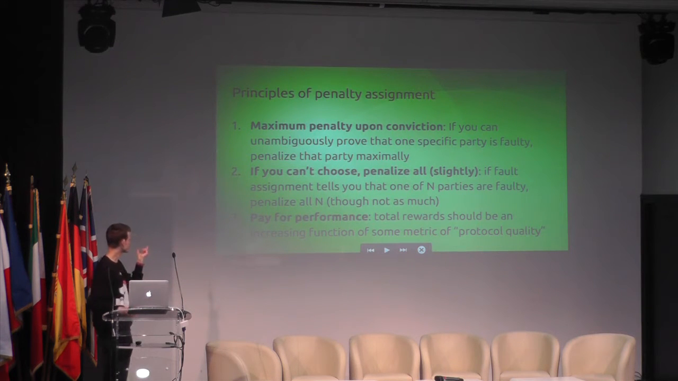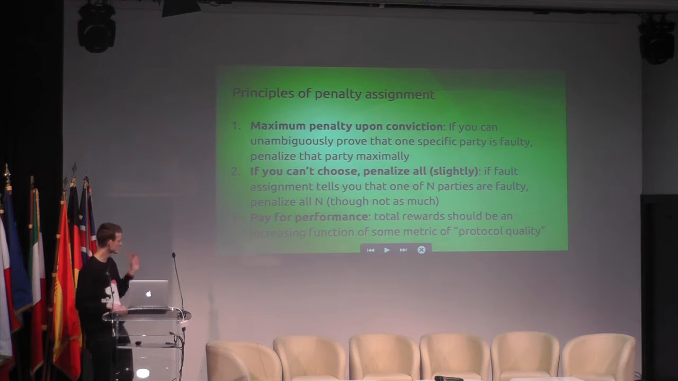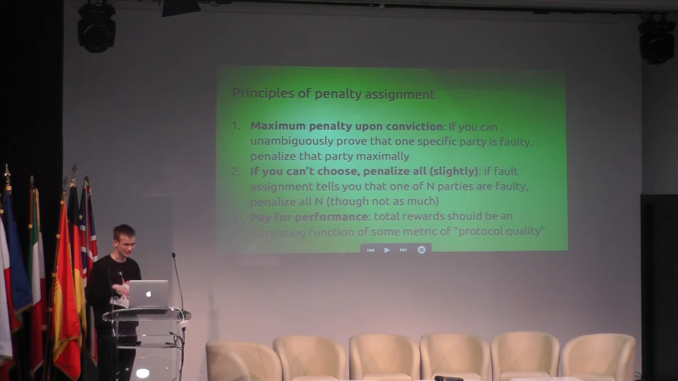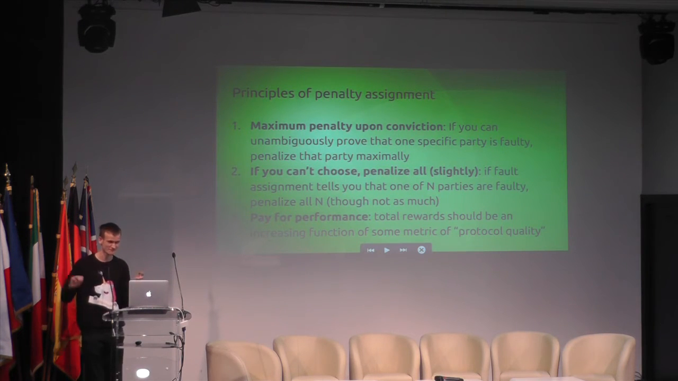The second principle is, if you can't choose, so if a fault assignment tells you that one of n parties is guilty, but you can't tell exactly which one, then you should punish all of them. But you should only punish all of them slightly, because if you punish all of them too much, then you get a protocol that's a bit too inhospitable to regular nodes, because an honest node could potentially get punished just because they fell in with the wrong crowd in some crypto-economic sense.